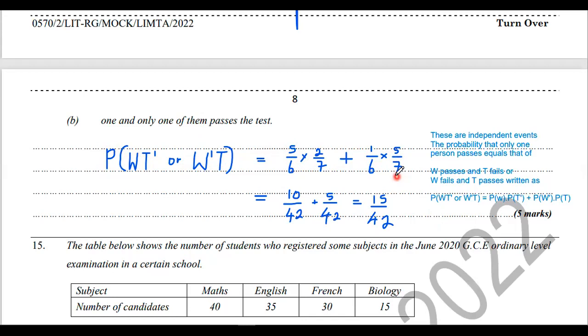Okay. So these are the 'and', and then the 'or'. So either the first passes and the second fails, or the first fails and the second passes the test. So this is going to give us 15 on 42.